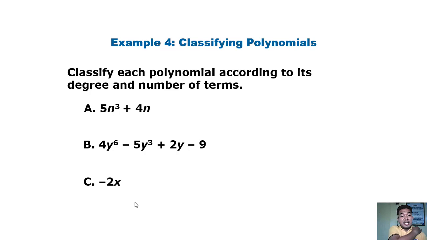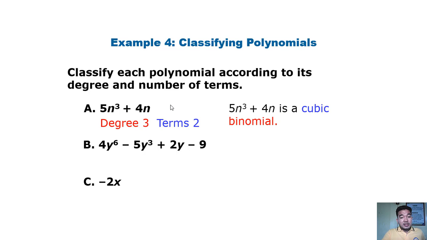Okay, let us have an example here. Classifying polynomials. Classify each polynomial according to its degree and number of terms. Sabi natin kanina, meron silang mga special name. Dito, ano yung highest degree? 3. So, kapag 3, that is cubic. So, how many terms do we have? So, we have 2 terms. So, this is degree 3 terms 2. So that is a cubic binomial. Cubic binomial. For the next one, letter B, the highest exponent is 6.